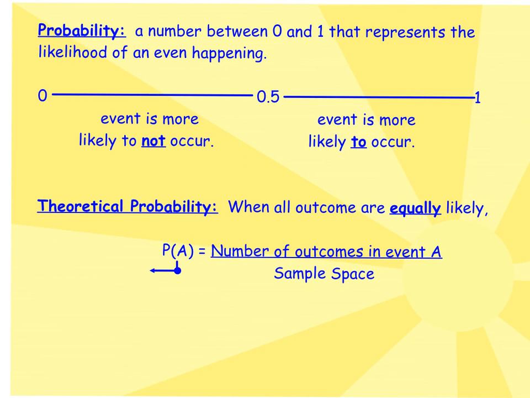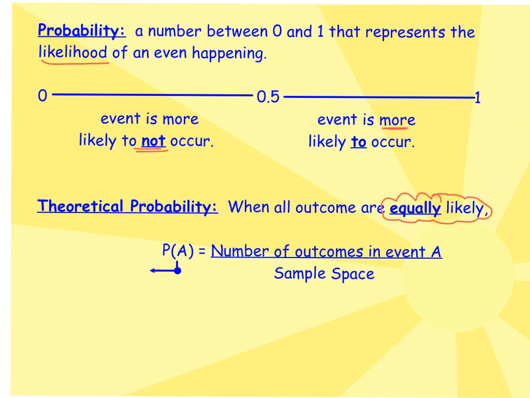What we just did was determine probability. It's a number between 0 and 1 that represents the likelihood of an event happening. The closer a number is to 1, the more likely an event is to occur. The closer a number is to 0, the more likely the event is to not occur. Theoretical probability is the specific type of probability we just looked at, when all outcomes are equally likely.